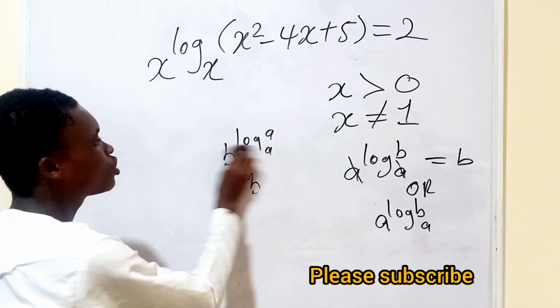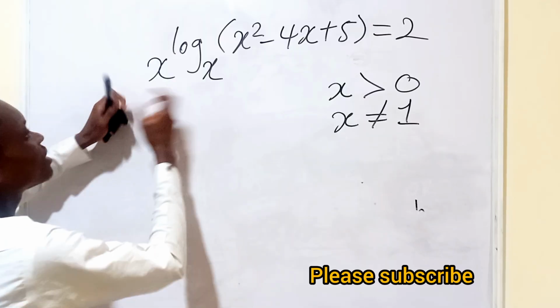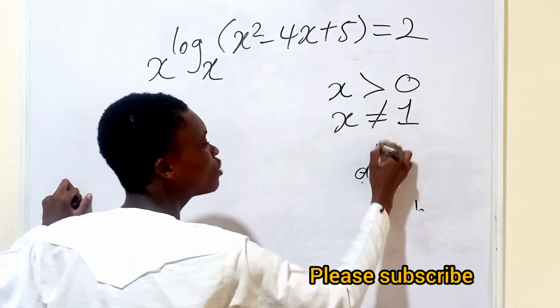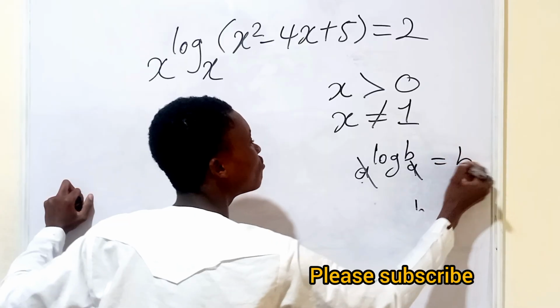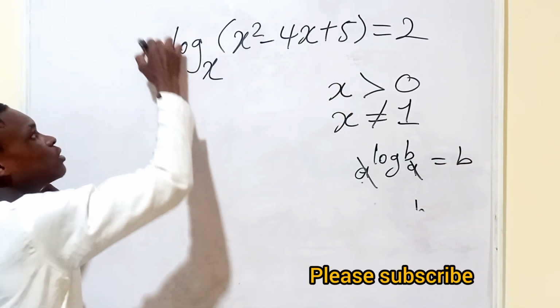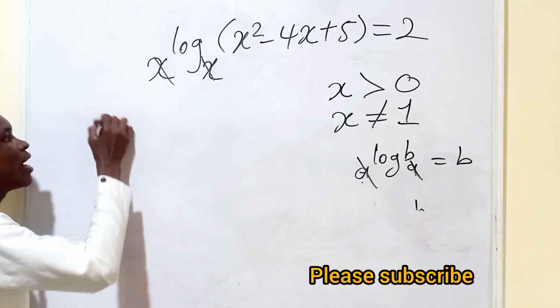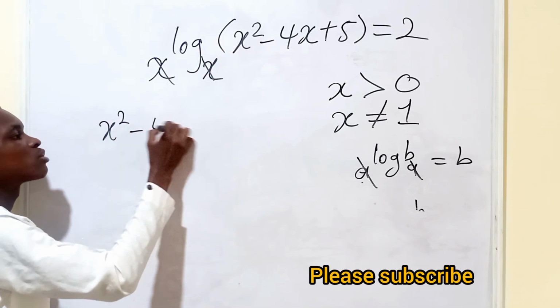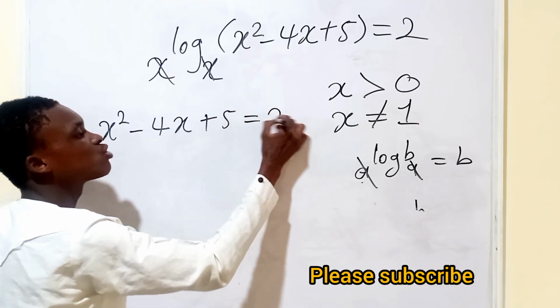All right, let's go straight to the problem. To solve this, clearly you can see they are the same. So from this law, a to the power log b base a, these two bases will cancel and we have b to be the answer. So this can cancel out this, and what do we have? We have x squared minus 4x plus 5 equals 2.